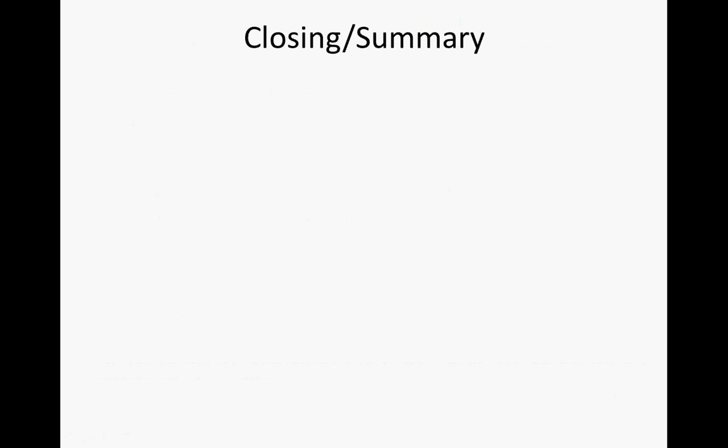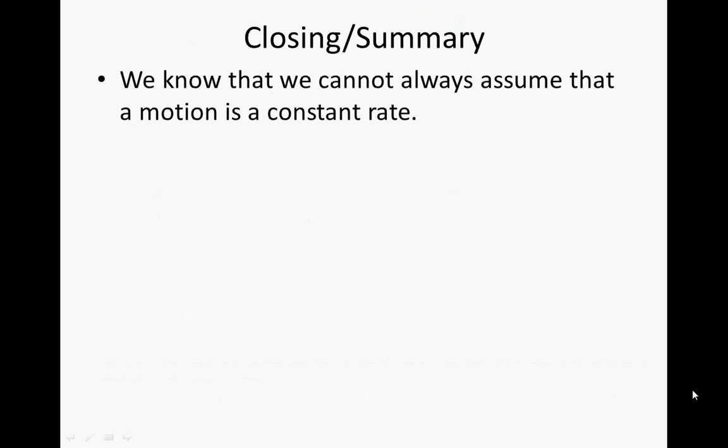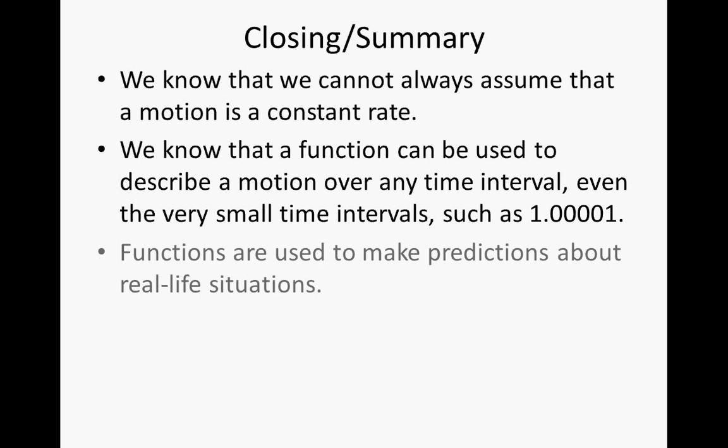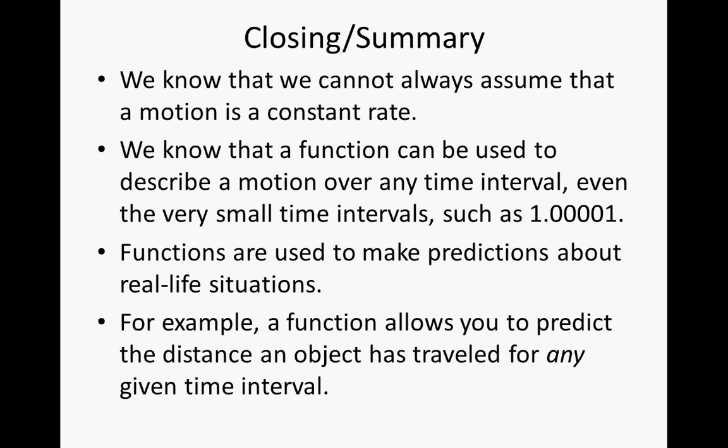All right, let's wrap this up. So we know that we cannot always assume that a motion is a constant rate. We know that a function can be used to describe a motion over any time interval, even a very small time interval such as 1.0001 second. Functions are used to make predictions about real-life situations, such as motion, speed, and distance. For example, a function allows you to predict the distance any object has traveled for any given time interval.